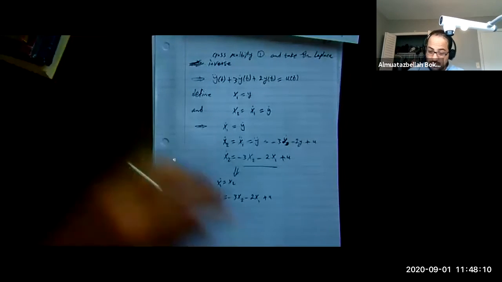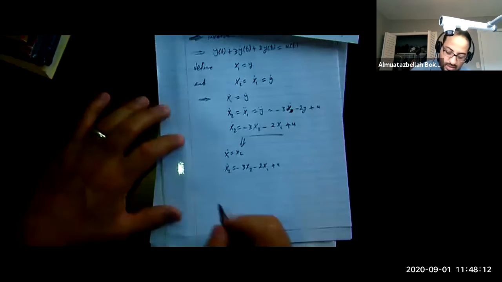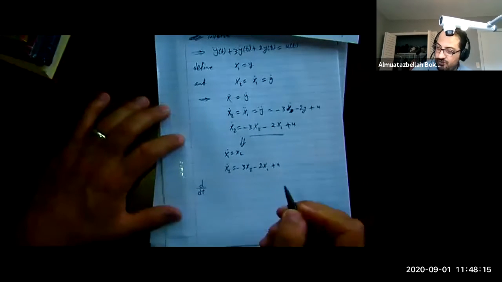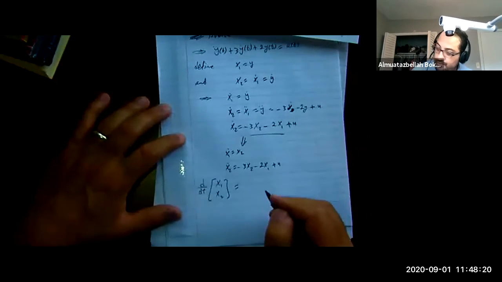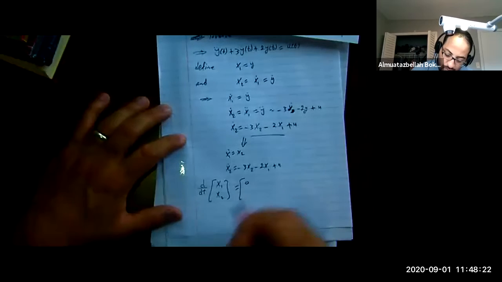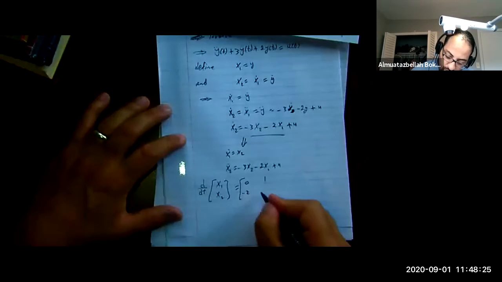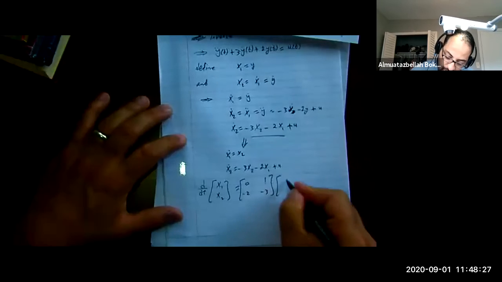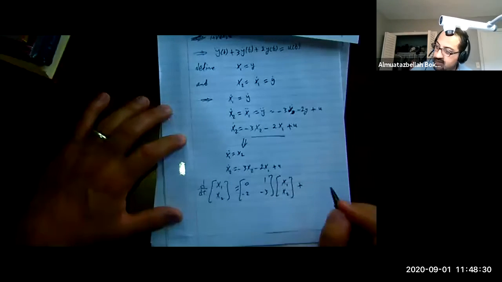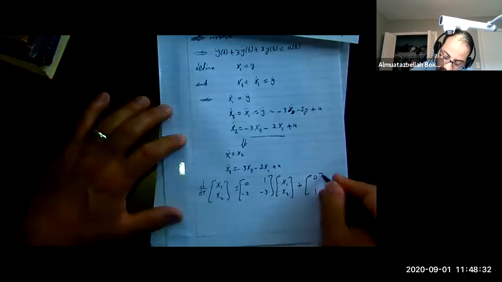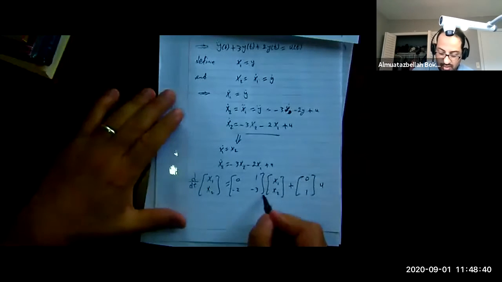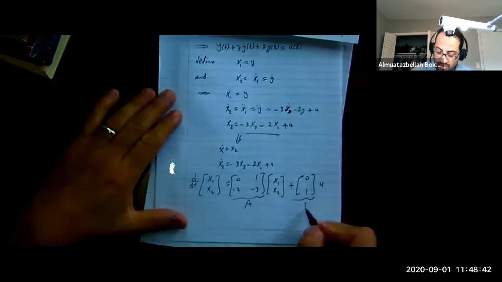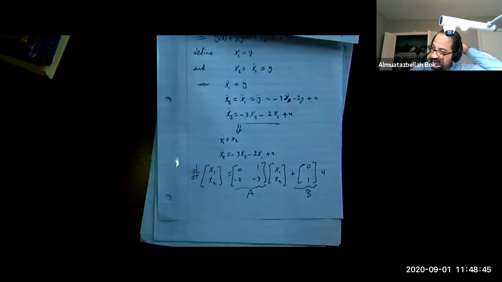I can represent this in the matrix form, or in a compact form: x1 dot, x2 dot equal to the matrix 0, 1, minus 2, minus 3, times x1, x2, plus 0, 1 times u. So I'm representing these two equations in a matrix form, right? And so this is going to be my A, and this is going to be my B matrix.